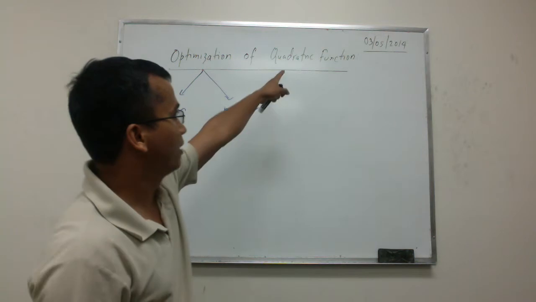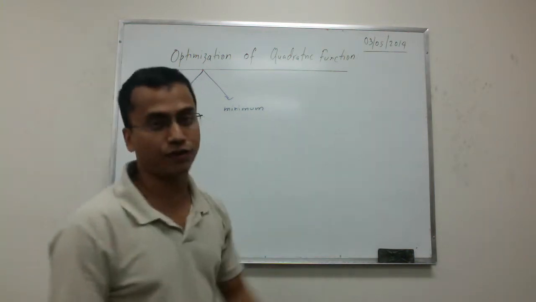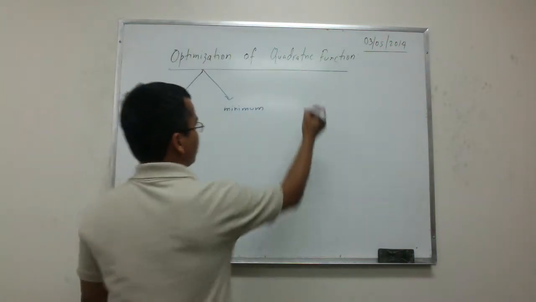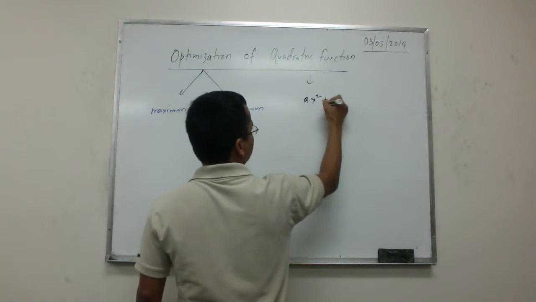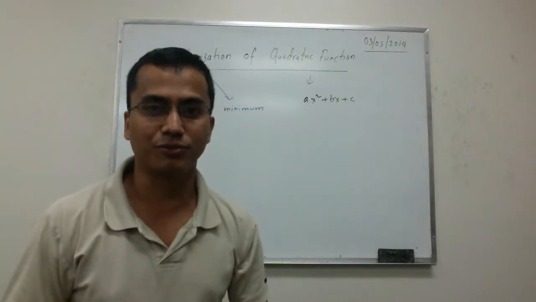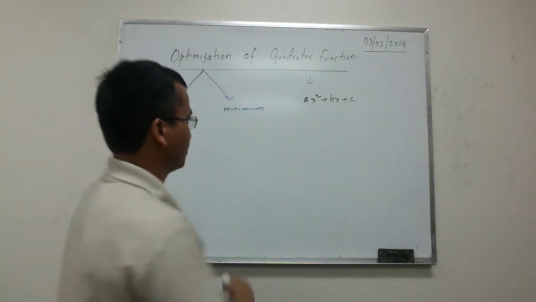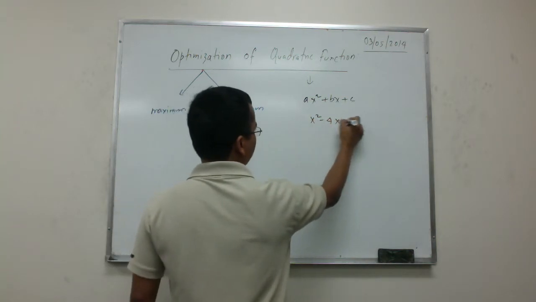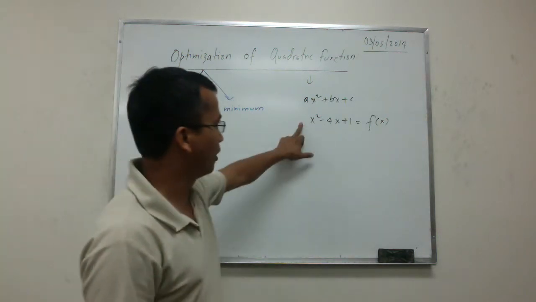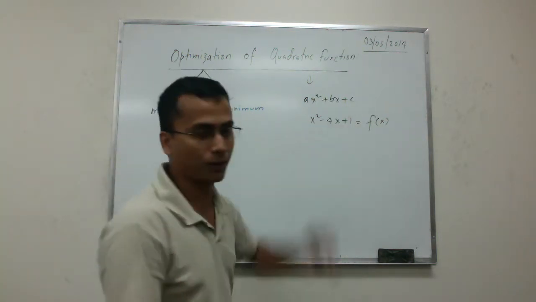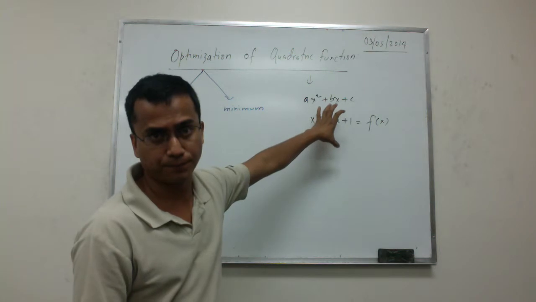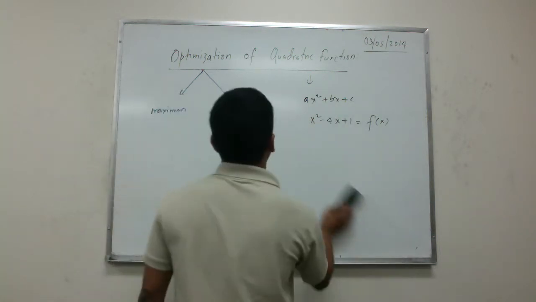And since here we're interested in quadratic functions, a quadratic function means a function of degree 2. Most of the time you see a quadratic function in this form: ax squared plus bx plus c, where a, b, c are some real numbers, some constants. For example, x squared minus 4x plus 1 is one quadratic function where the value of a is 1, the value of b is negative 4, and the value of c is 1. So our goal is to find the maximum or minimum value of this kind of function.